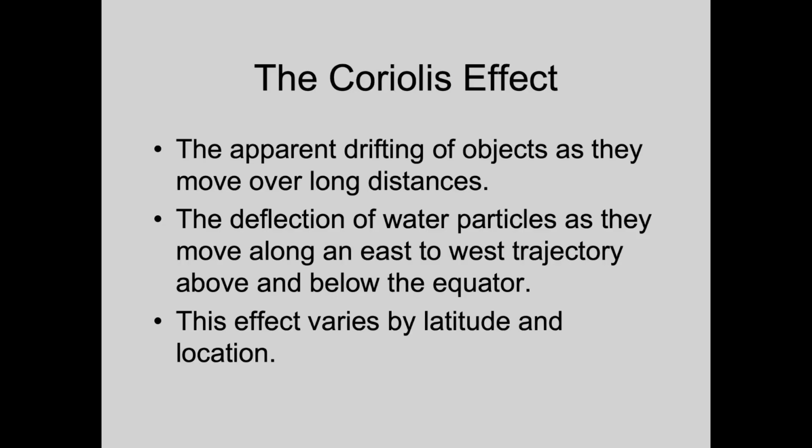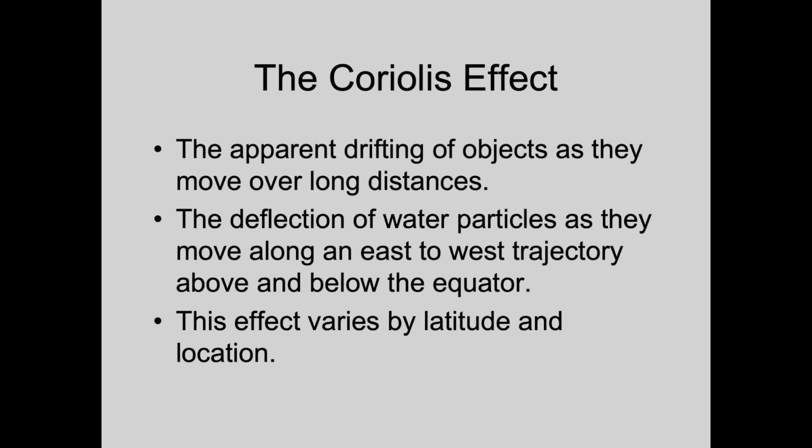We'll begin our look at ocean currents and their impact on global climates by readdressing the concept of the Coriolis effect, also known as the Coriolis force. As described in your text, this effect or force is apparently responsible for the drifting of objects as they are moving over long distances, in this case, long distances across the face of the planet. It is the apparent deflection that occurs due to the movement of the planet and the Sun-Earth relationship.